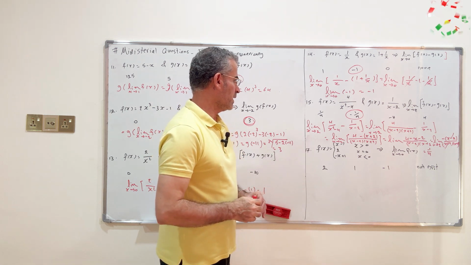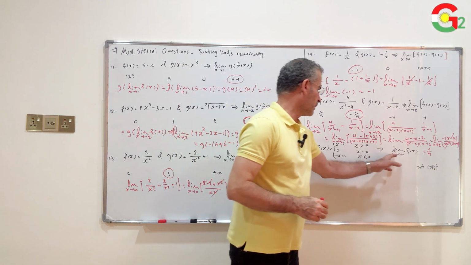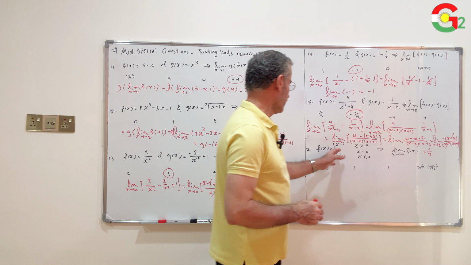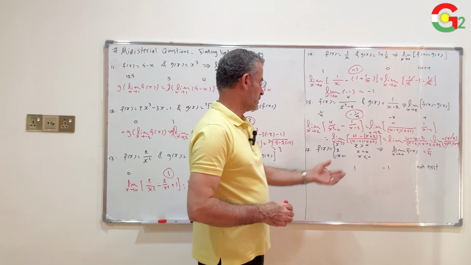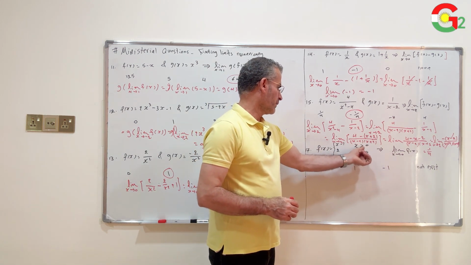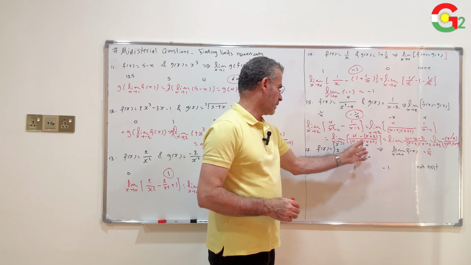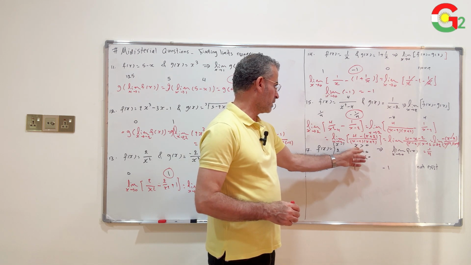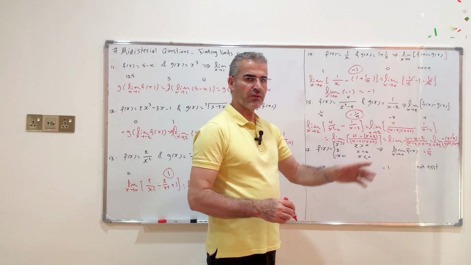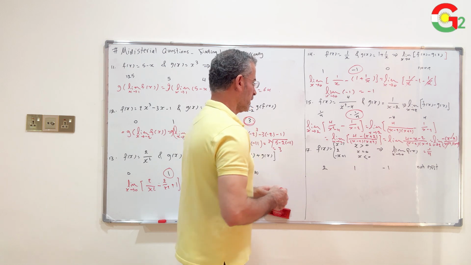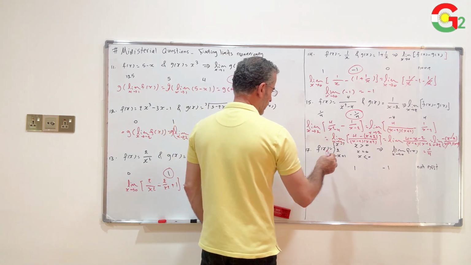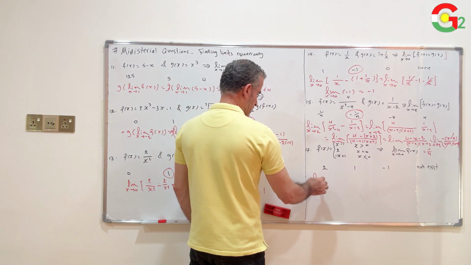Question number 17, find the limit when x approach to 0 for f of x. It is piecewise function and 0 appear in 3 segments. I take it from right and from left. If the limits are equal, then the limit exists. If the limits are not equal, the limit does not exist.